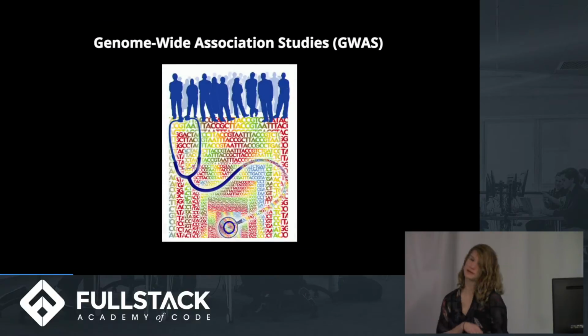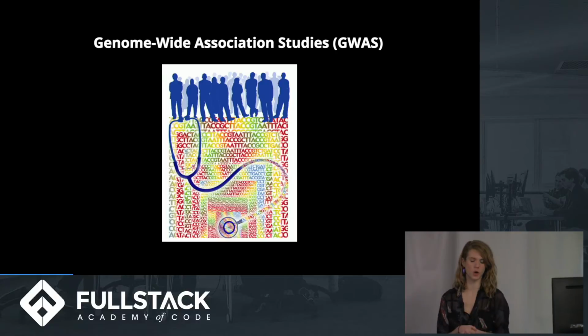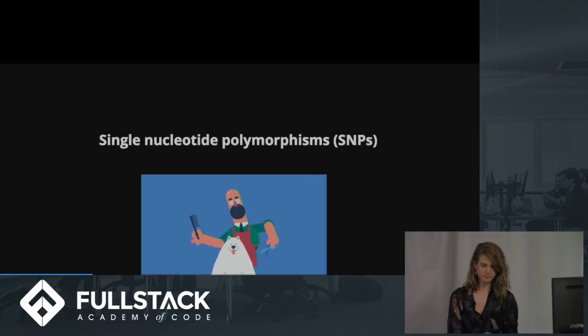So bioinformatics is a massive field, but I'm going to focus on some of the things that have come out of genome-wide association studies, which are large studies looking at many different genomes to try and identify small mutations that are associated with traits or disease.